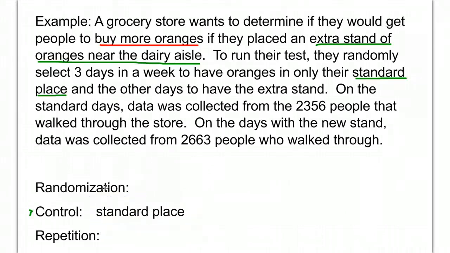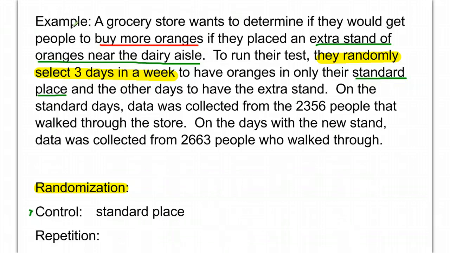The randomization is a matter of selecting who is going to get the control group, the standard place, and who is going to get the new experimental group, the extra stand. Let's see if we can figure out how they sort those out. To run the test, they randomly select 3 days in a week. Let's highlight that. They randomly select 3 days in a week. So out of the 7 days in the week, 3 of the days are randomly picked. And that's how they break it down on that side.